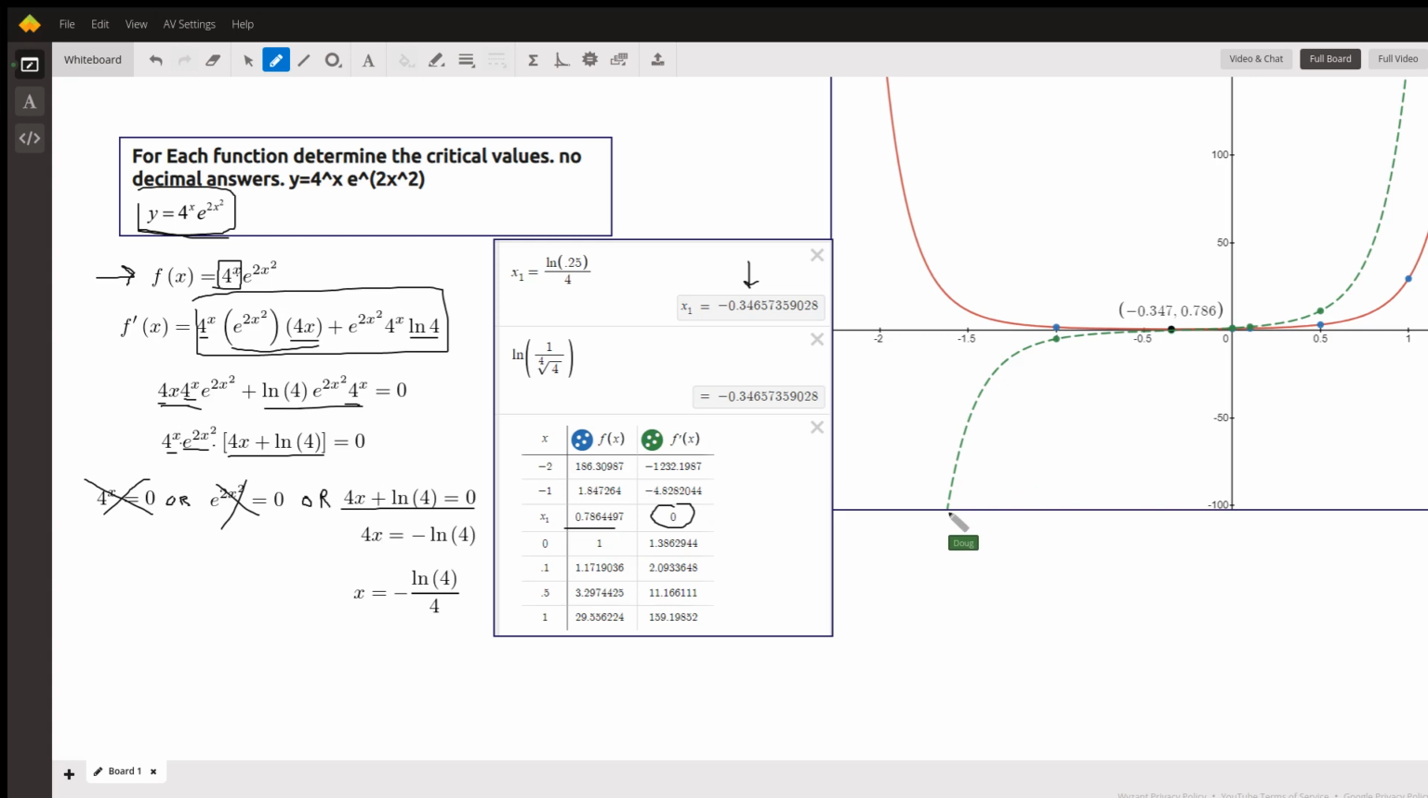You can see that the first derivative is negative to the left of there. That means the original function is decreasing to that critical value. And to the right of that critical value, the first derivative is positive. So the original function is increasing to the right of that critical value. So this point right here has a relative minimum for the function, and actually is an absolute minimum.